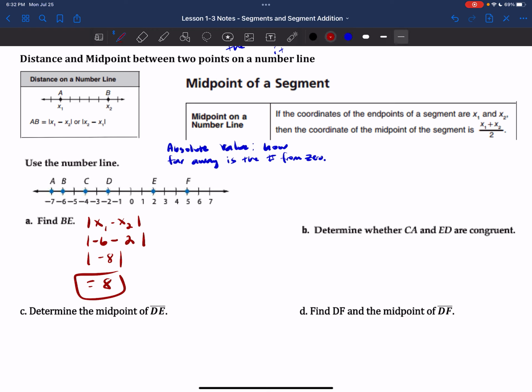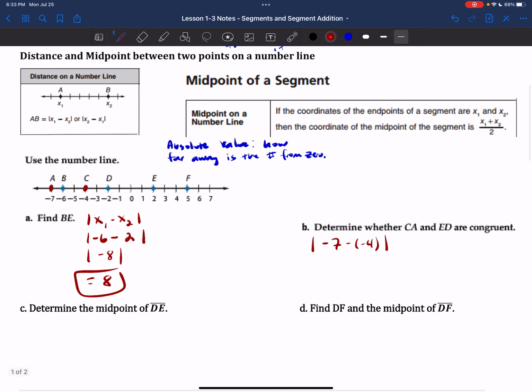So CA is right here. And I take the absolute value. So I have -7 minus -4. And we know that -7 minus -4, well, I see a negative times a negative, that's going to turn into a positive. So I have -7 plus 4. And then -7 plus 4, that's going to be -3. Okay? And so if I take the absolute value of that, that's just going to be 3. And what am I dealing with? This is for CA. So that's CA.